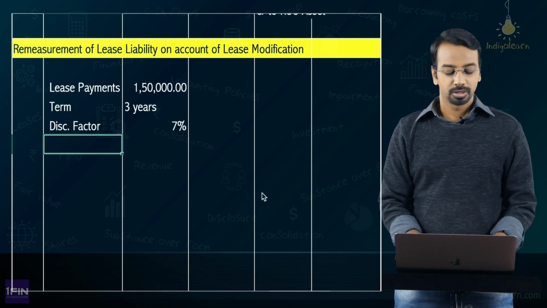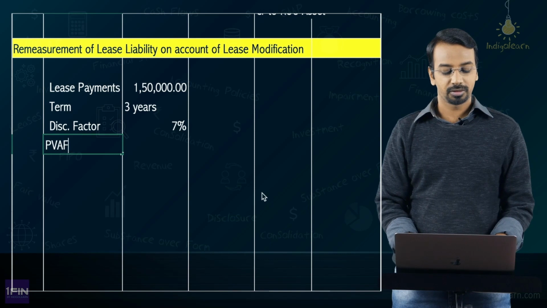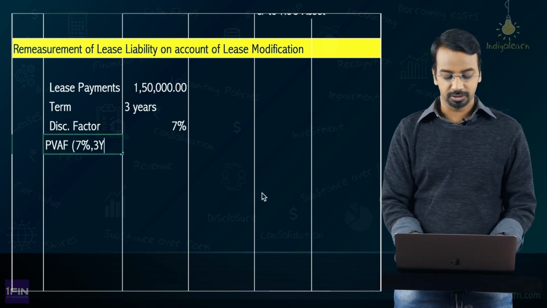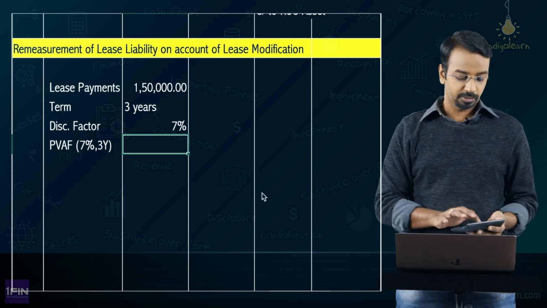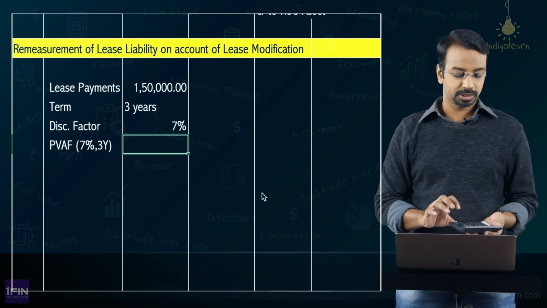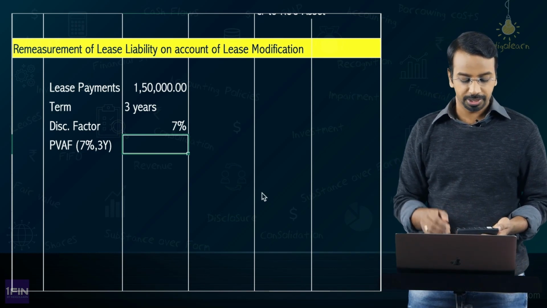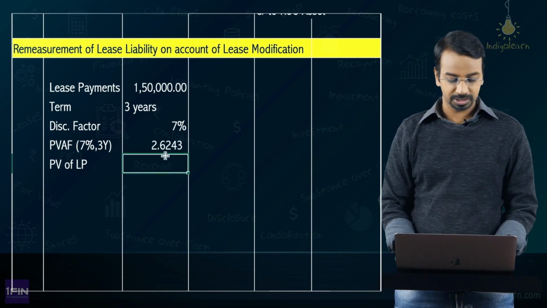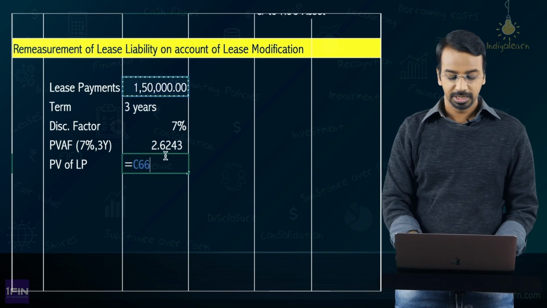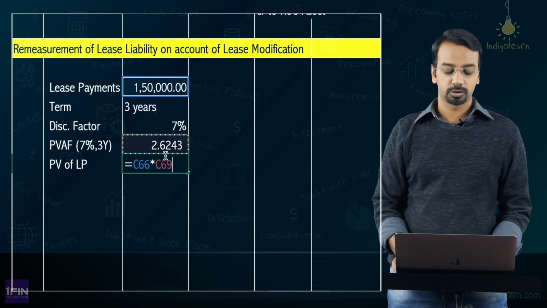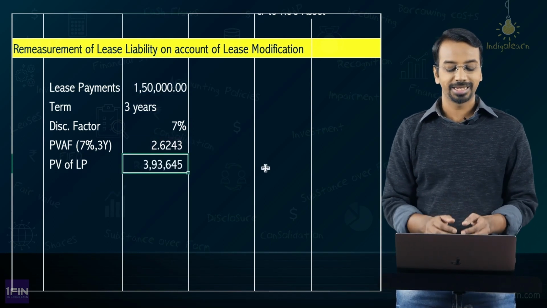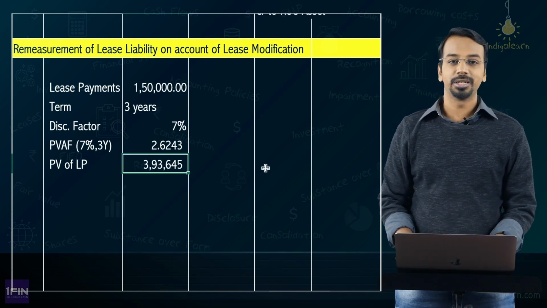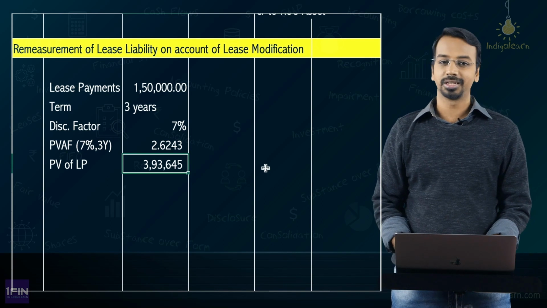So for this you just need to calculate the present value annuity factor of 7% for a period of 3 years. Let's do that: 1 divided by 1.07 once, twice, thrice, and you do a grand total, you get 2.6243. So what is the present value of lease payments? It is 1,50,000 multiplied by 2.6243, and you get 3,93,645. Now this is the lease liability arrived at after considering the increase in scope.